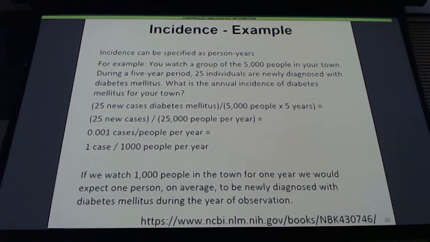Okay? So you divide your new people by the total people that you had, right? 5,000 times 5 years. That is your specific time period that you're looking at. So 5,000 times 5 drops it down to 25,000 people per year. And then you divide your 25 by your 25,000 people per year, which gives me 0.001. Take that out to 1,000, which you have one case per 1,000 people per year.